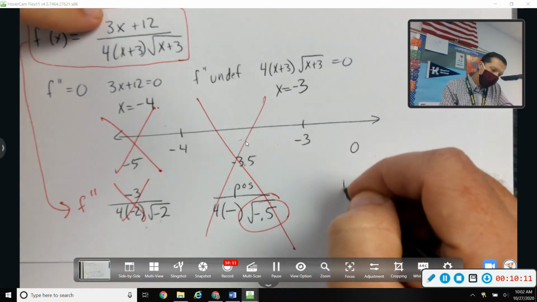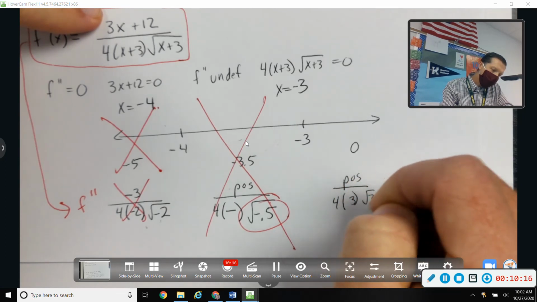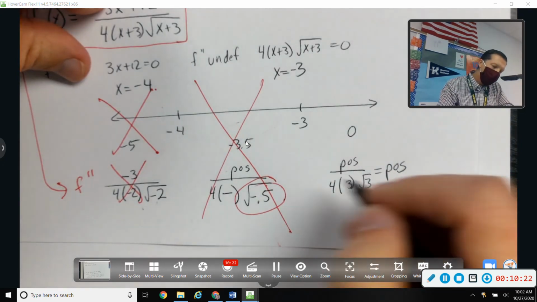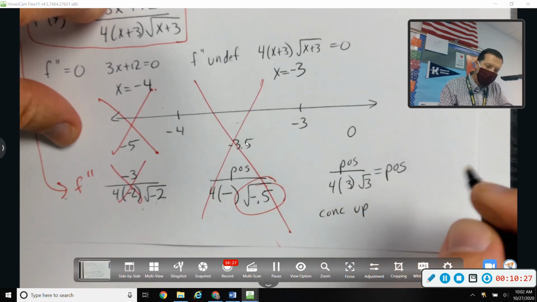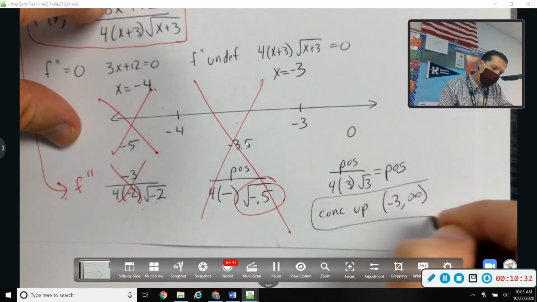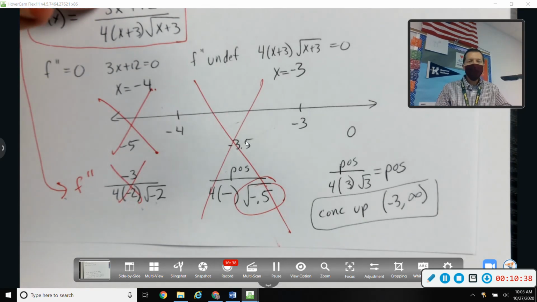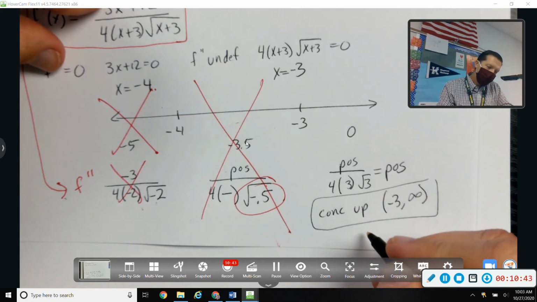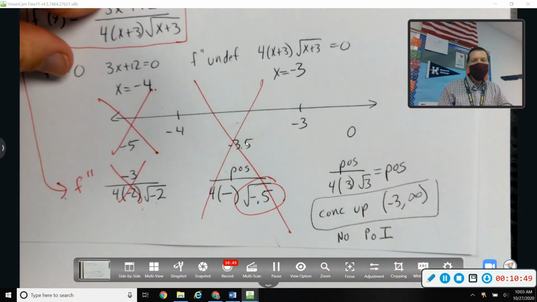3 times 0 plus 12 is positive. 4 times 3 times square root of 3 is positive. So the second derivative is positive. So we are concave up from negative 3 to infinity. And I guess there's no points of inflection because it never changed. Wherever that graph exists, it's concave up. So I guess we should explicitly say that. No points of inflection.